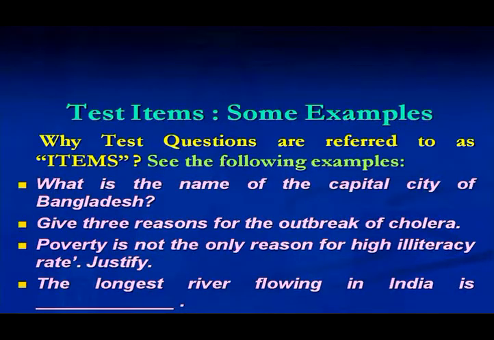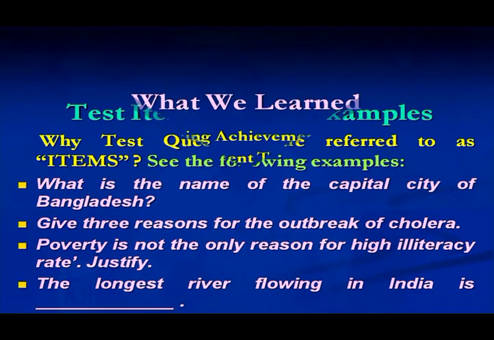The first one is in the question form. The second one is an affirmative sentence. The third one is a negative sentence. Poverty is not the only reason. It is a negative sentence. And the fourth one is a statement which has to be completed by the student. That means all these four examples are in different forms, either in question form, in affirmative form, in negative sentence form, or in completion form. And all are not in question form. That's why we refer to test questions as test items. We say them as items and not as questions, because every question cannot be put in the form of a question. So these are known as test items.